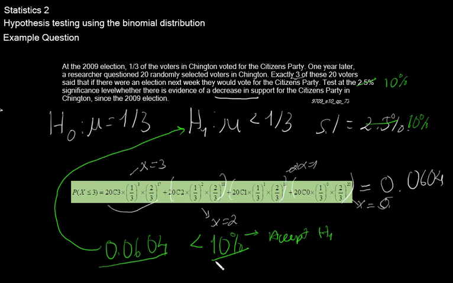So from the example, we can see that the significance level is very important, and that choosing a suitable significance level could get you a different conclusion. So when we have 2.5% as the significance level, we accept H0. But if it was 10%, we accept H1.